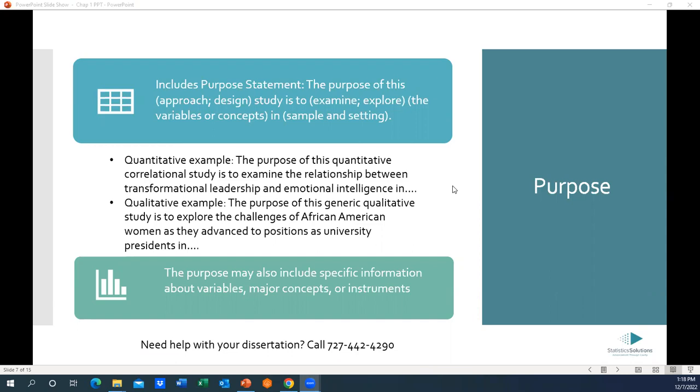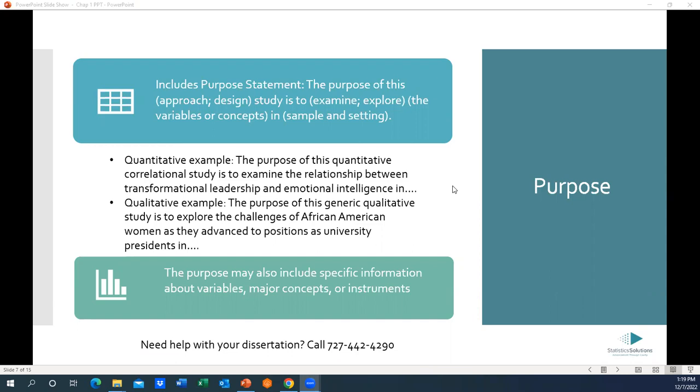whatever your sample and setting happen to be. Now the verb examine, the verb's not real important, but usually quantitative studies use verbs like examine, investigate, inquire, but examine is just a good general one. For qualitative studies, it tends to be a little more exploratory. Usually a verb like explore is more suitable.